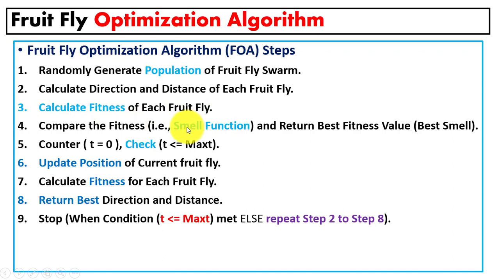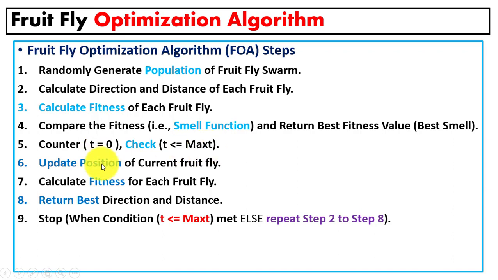Then we will compare the fitness value and we will consider the minimum fitness value as the best fitness value, that is the best smell. As we are doing optimization here, we will consider the minimum fitness value as best. And then we have a counter. Initially we have 0. Check the condition is true.